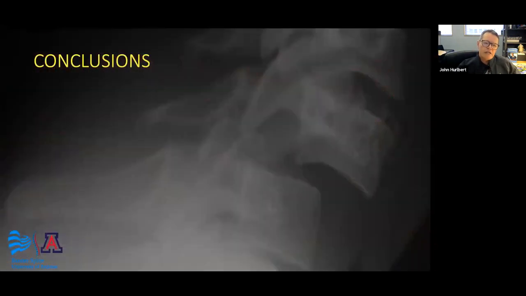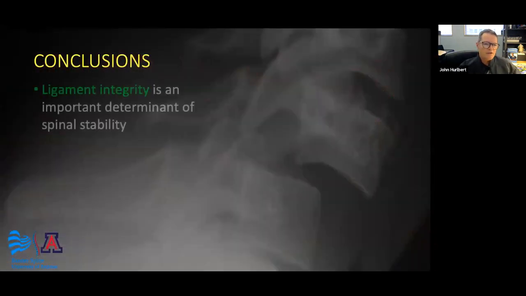So in conclusion, I wanted to really hit home the message that ligament integrity is an important determinant of spinal stability.